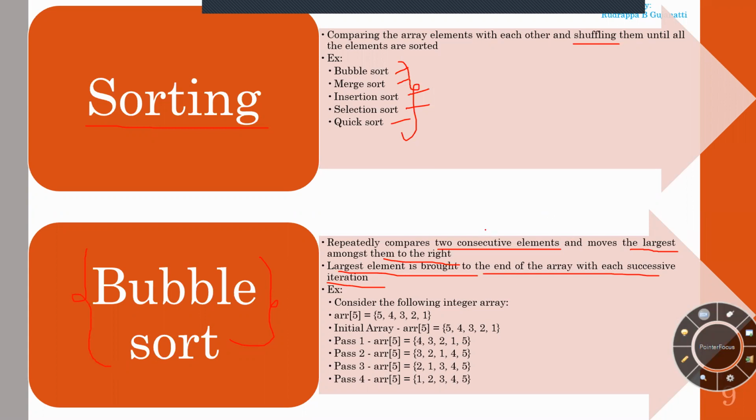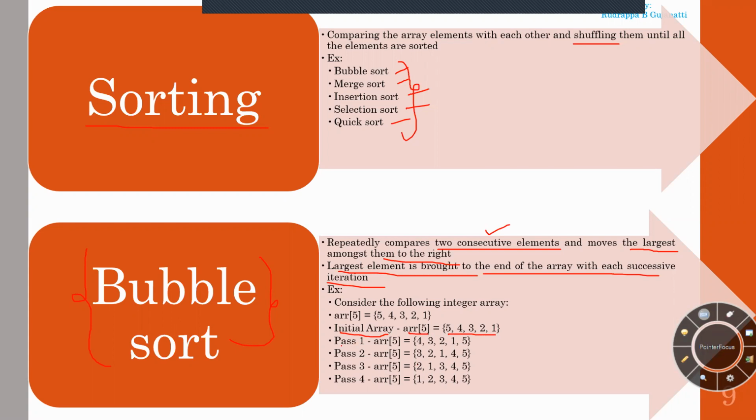So you compare two consecutive elements which are present in the array repeatedly, and then you move the largest towards the end of the array. And this you do until all the elements are sorted in order. So here you can see that the initial array consists of 5 elements, which are 5, 4, 3, 2, 1.